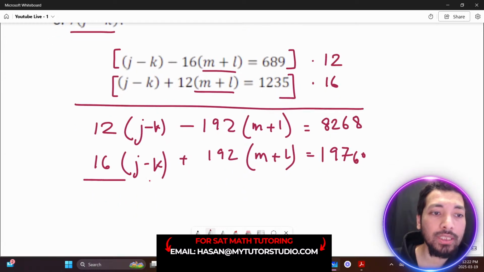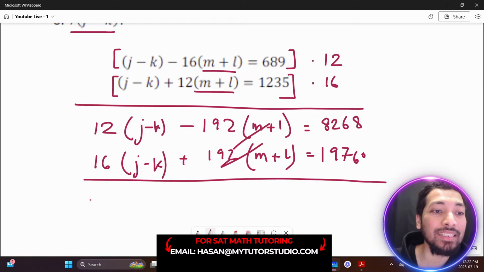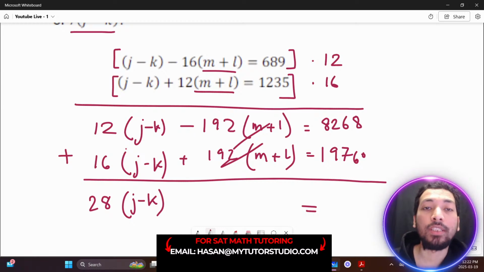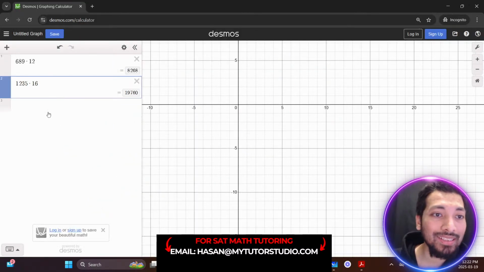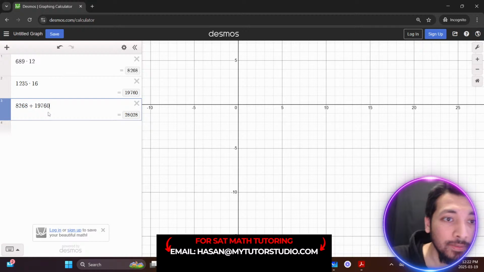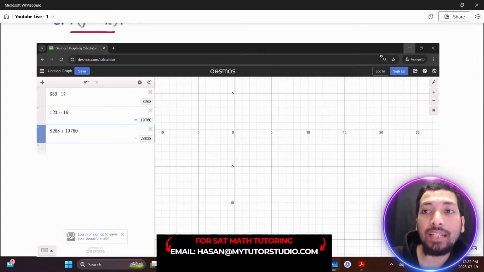Now, if you just add them, these two terms will cancel out. 12 plus 16 is 28 times j minus k is equal to, so remember, we are adding these two equations because these two signs are different. If we subtract, these will not cancel out. So keep that strategy in mind. So if we add these two values, 8,268 plus 19,760, it's 28,028.